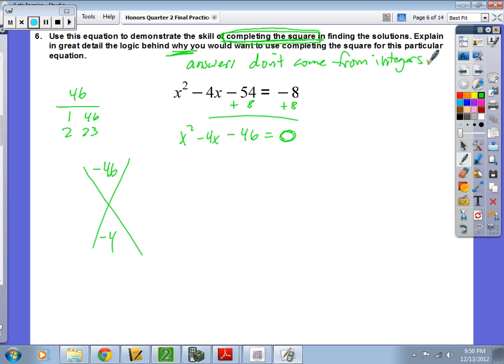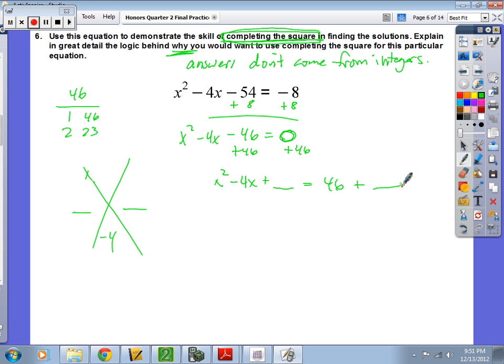So I am going to ditch this minus 46. I'm going to add 46 here, and add 46 here. I got x squared minus 4x equals 46. I'm moving it to the other side. Now I'm going to think of my own number. If I could choose any number I want, what would I choose? I would choose something that would complete the square, that would make this a perfect square. Whatever I add to the left, I've got to add to the right.